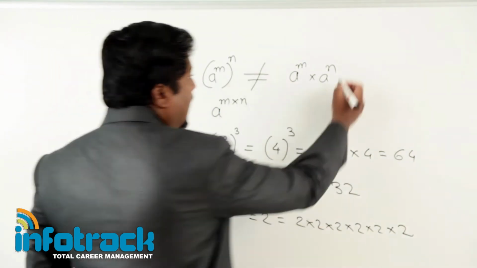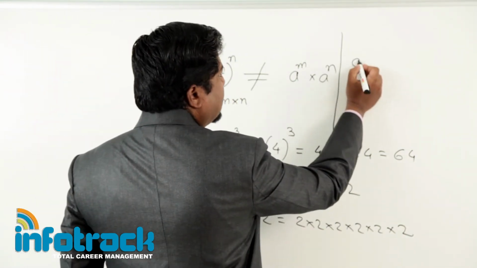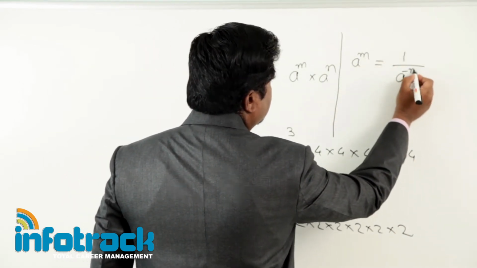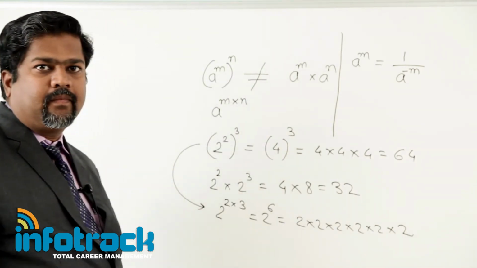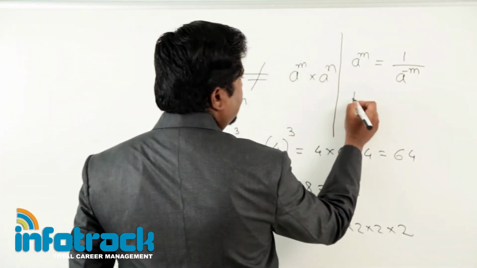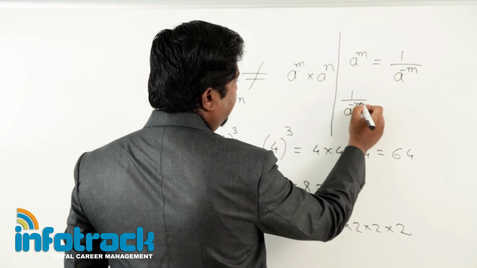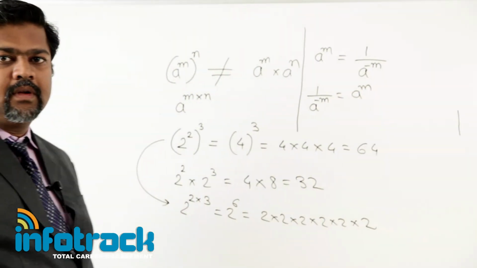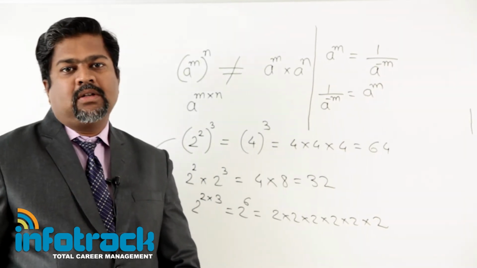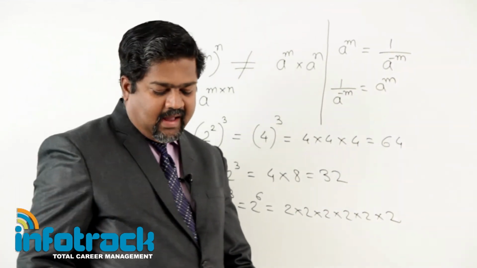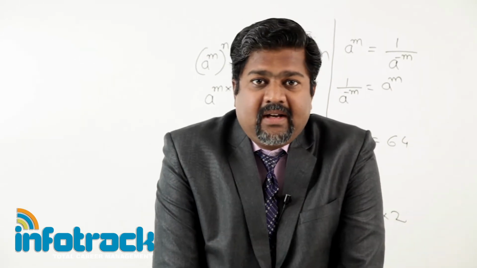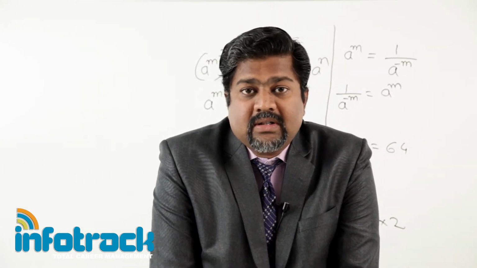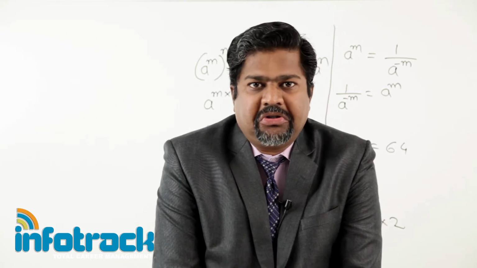And the last law I am giving here: a raised to m is equal to 1 upon a raised to minus m. Or in reverse, I can write it this way also, 1 by a raised to minus m is equal to a raised to m. These are called the laws of indices. This is very, very basic and fundamental in order to understand higher level calculation.